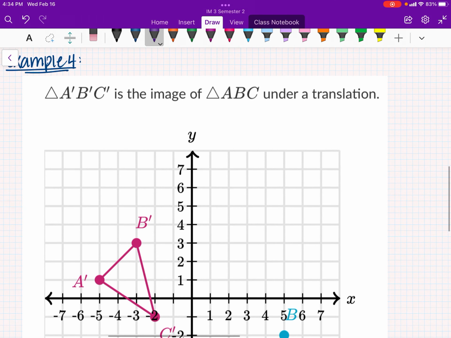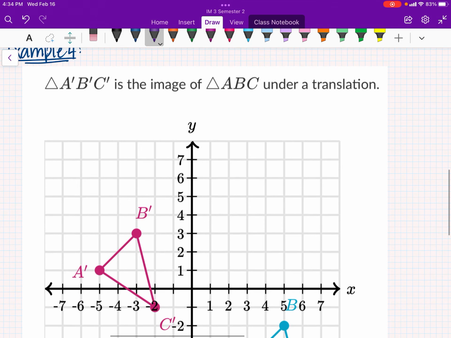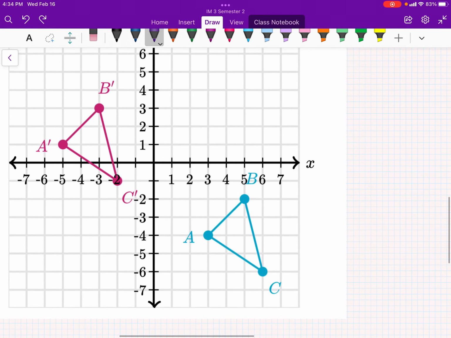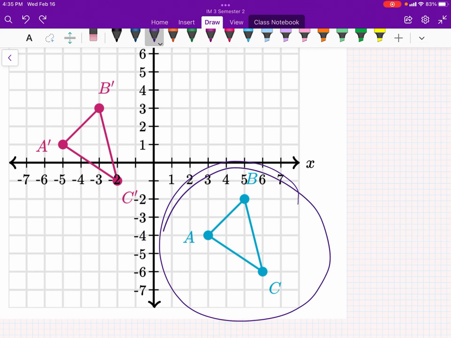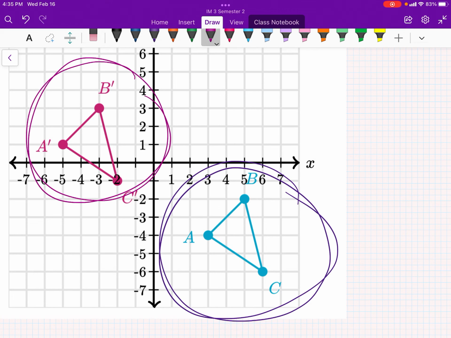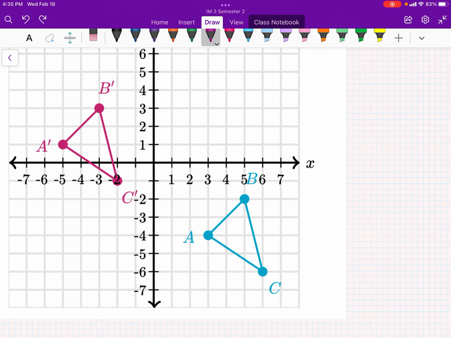Now, in this case, guys, in example 4, we have the triangle A prime, B prime, C prime is the image of triangle ABC, and it's under a translation. So this is our triangle. We have a triangle ABC is here, and then we have A prime, B prime, C prime on this side. Now, they want us to determine the translation the shape had.